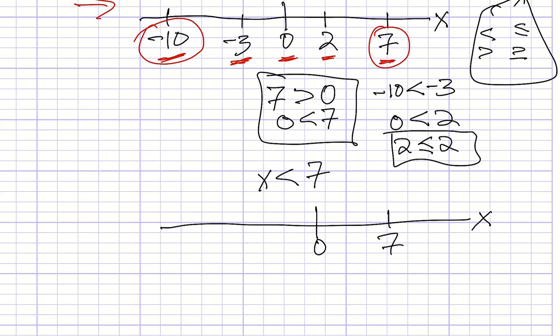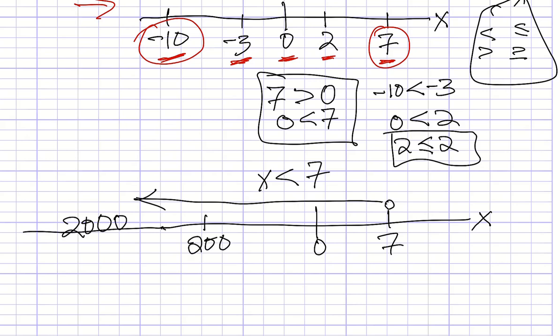When you say x is less than 7, it means you start at 7 and you go that way. X could be 2,000 somewhere there. X could be 200. X could be 20. But x is less than 7. We don't know exactly what x is. It just says x is less than 7. It goes that way to infinity.